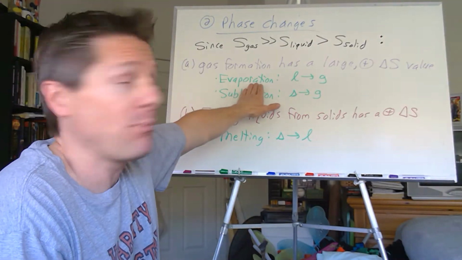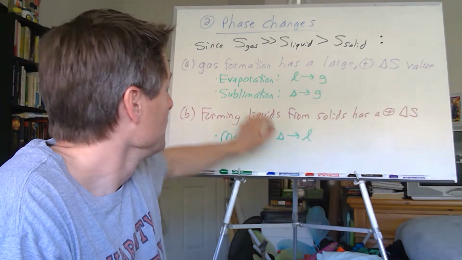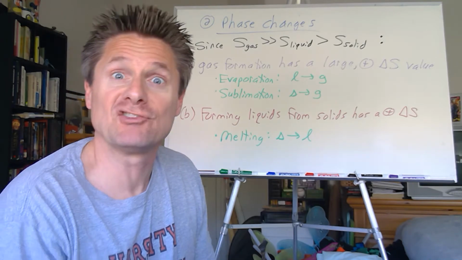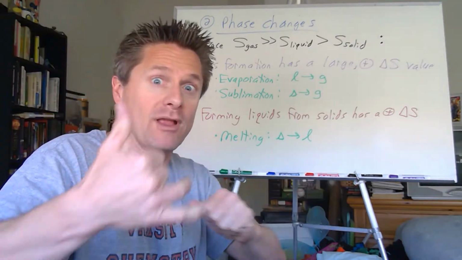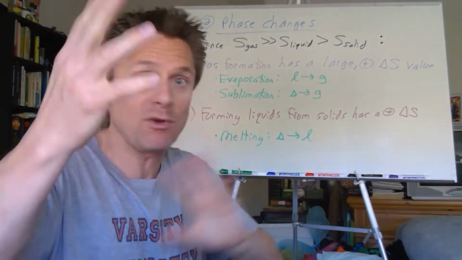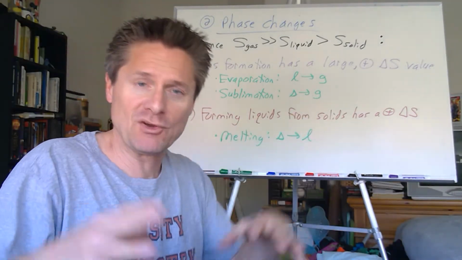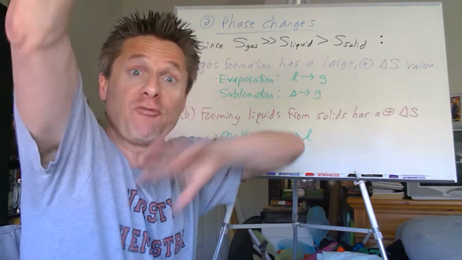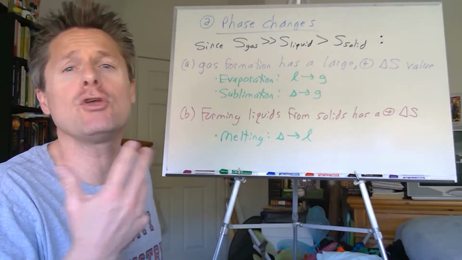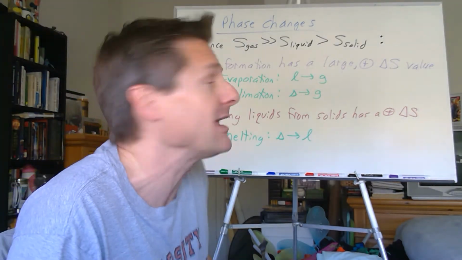So that would involve evaporation, right? Liquid to a gas, and sublimation, solid to a gas, because you're taking a solid with only vibrational states, and poof, now it's got translational, rotational, vibrational. It's all over the place. Same with the liquid. You're taking these constrained particles, with some rotations, and poof, now they're free to move everywhere. Totally huge increase in the number of available microstates.